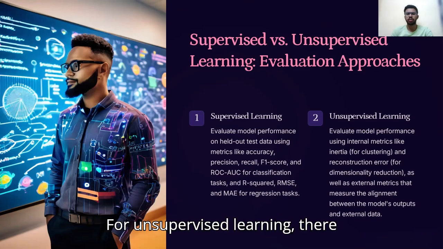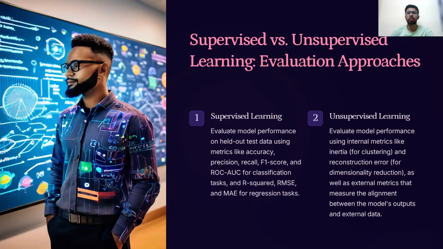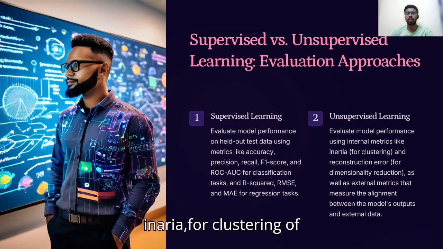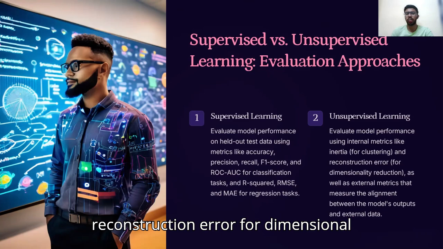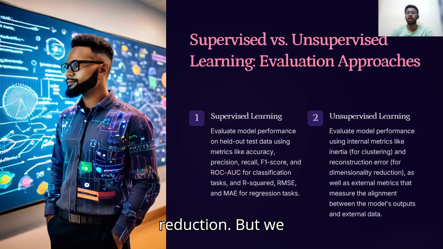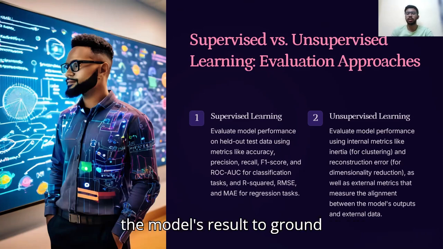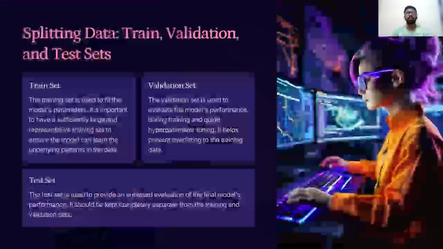For unsupervised learning, things get a bit different. We often rely on internal metrics like inertia for clustering or reconstruction error for dimensionality reduction, but we can also use external metrics to compare the model's results to ground truth data.